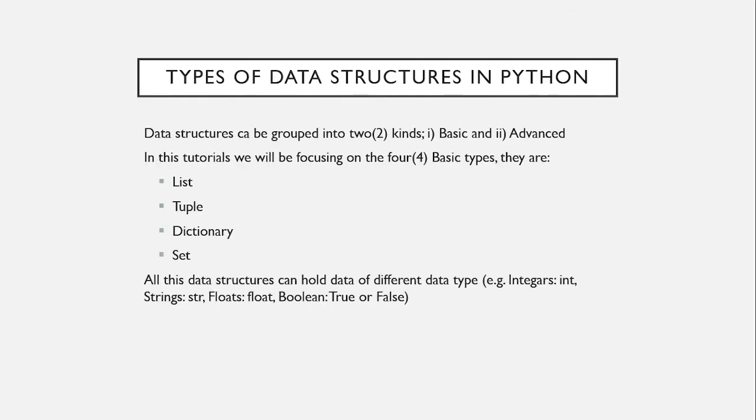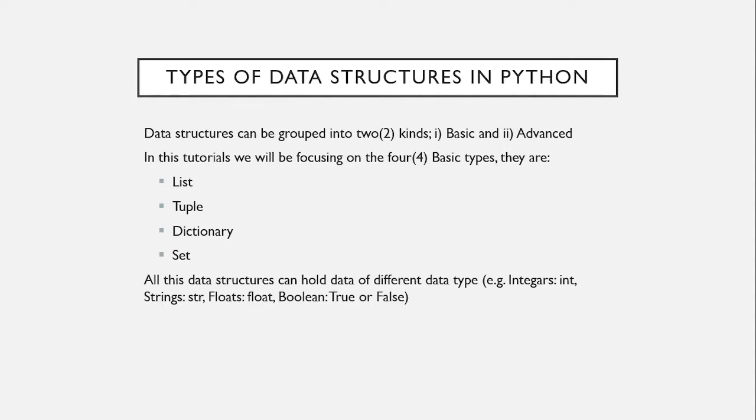So what are the types of data structures that we have in Python? Well, there are two kinds of data structures. You have the basic and then the advanced. In these tutorials, we'll be dealing with the basic type of data structure. With the basic type, we have four types of data structures. We have the list, we have the tuple, we have the dictionary, and then we have the set, right? In different languages, the names are slightly different, but the concepts are the same. So if you learn it with Python, you can use that knowledge to do it in any other language.